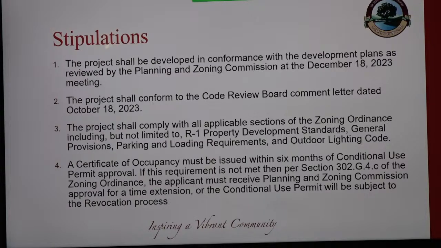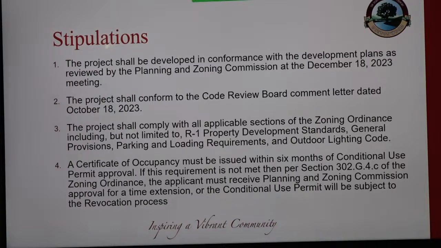Staff proposed stipulations, and again, I need to read this into the record. Number 1, the project shall be developed in conformance with the development plans as reviewed by the Planning and Zoning Commission at the December 18th, 2023 meeting. Number 2, the project shall conform to the Code Review Board comment letter dated October 18th, 2023. Number 3, the project shall comply with all applicable sections of the zoning ordinance, including but not limited to R1 property development standards, general provisions, parking and loading requirements, and outdoor lighting code.